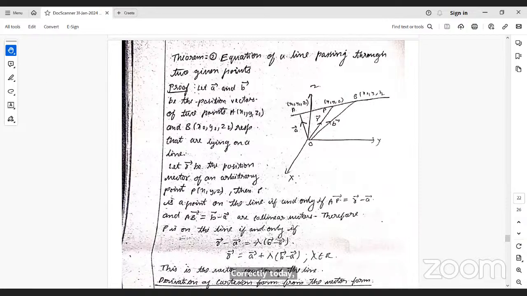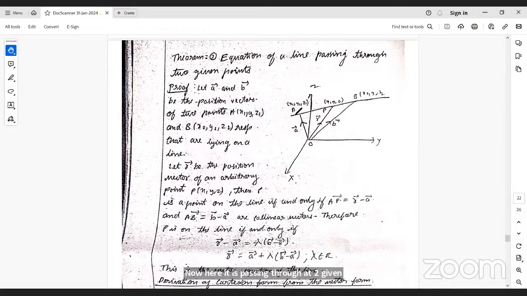So see the second theorem, okay. The second theorem is the equation of the line passing through two given points, okay. So the first theorem, it was passing through one point and one vector. Now here it is passing through what, two given points. It is passing through two given points.